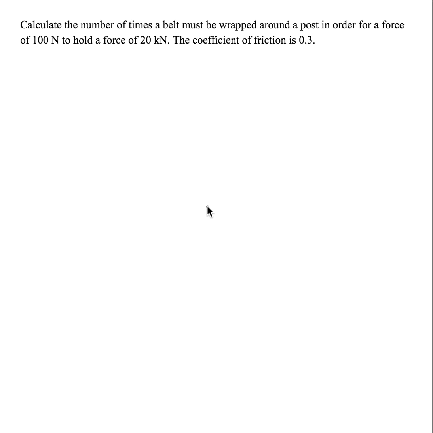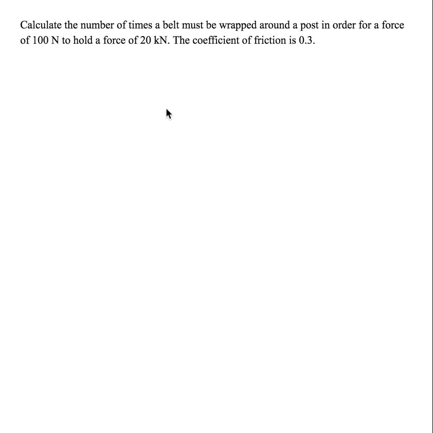Here's a problem where we start with the pulleys. What we want to do is figure out how many times this cord or this belt is wrapped around this pulley system, or this drum or sheave, or whichever one you want to call it. So first of all, let's write down our givens.